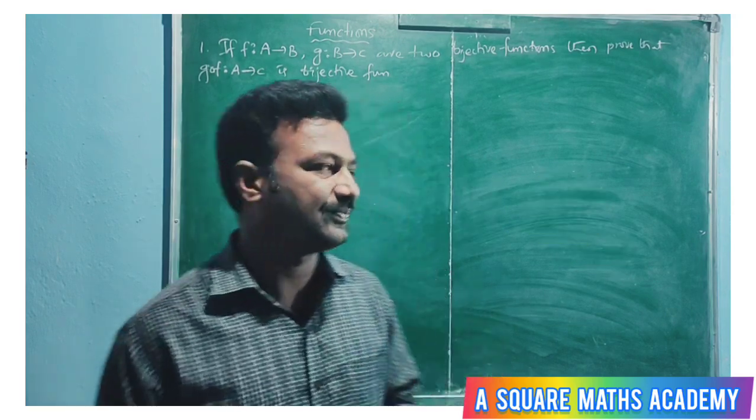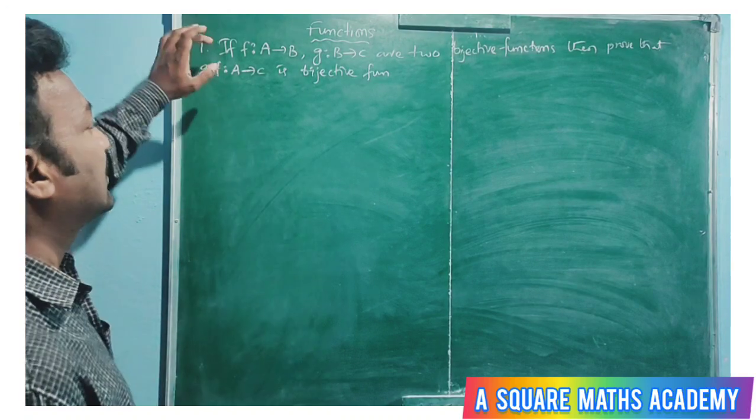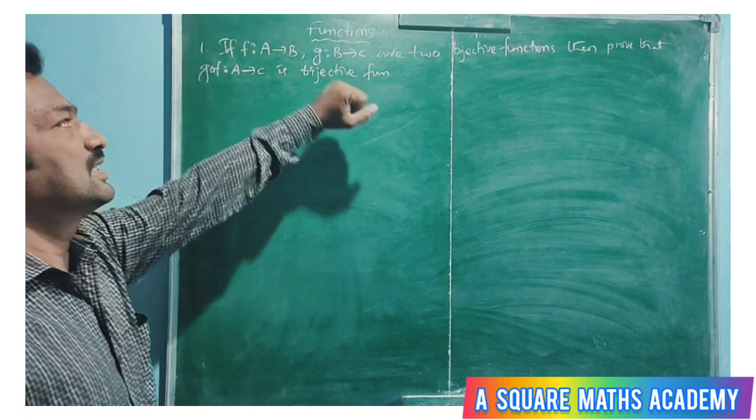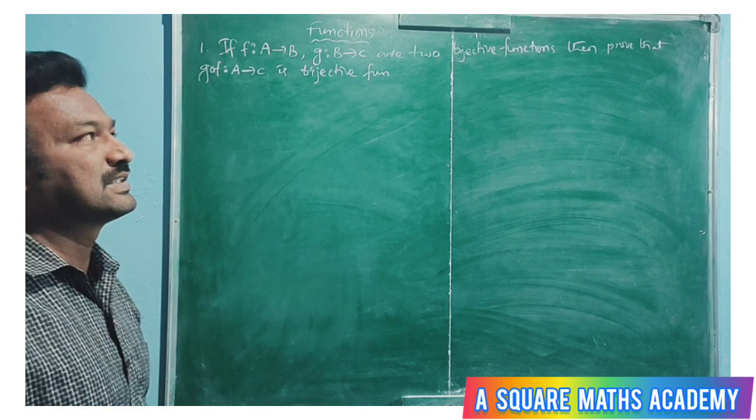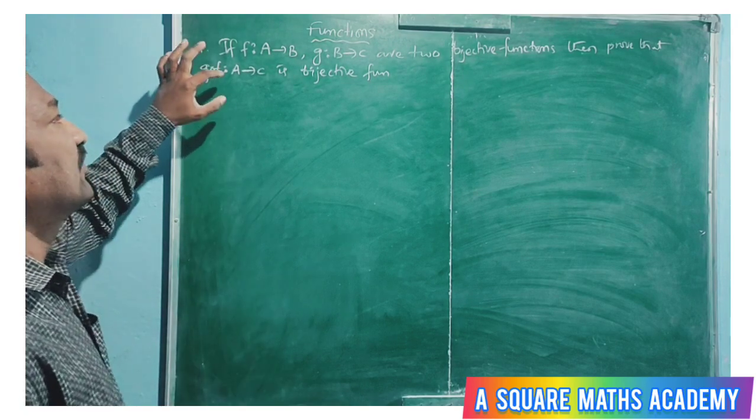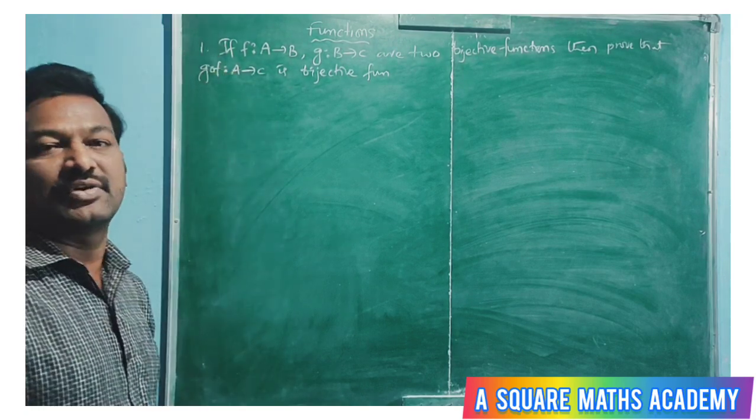Okay, now see here. First theorem is nothing but: if f: A to B, g: B to C are two bijective functions, then prove that g circle f: A to C is a bijective function.